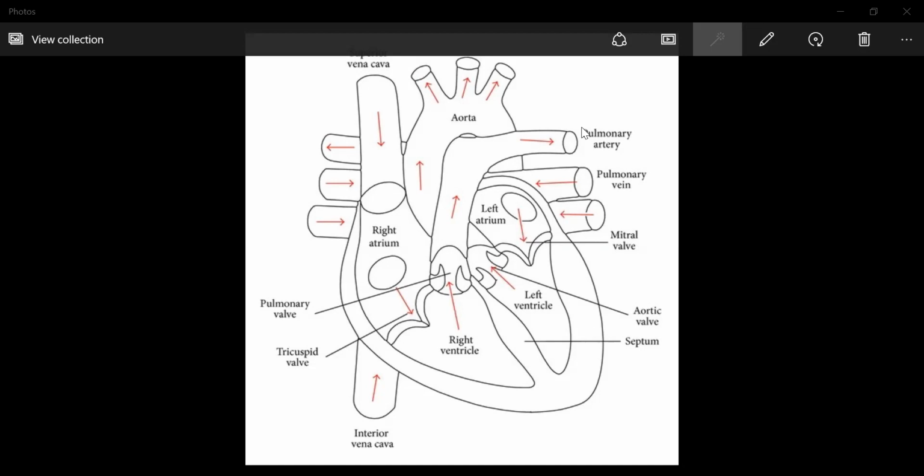Valves ensure that the blood does not flow backwards when the atria or the ventricles contract. They will not allow it to go backwards. Wherever they are, it will go in the forward direction.